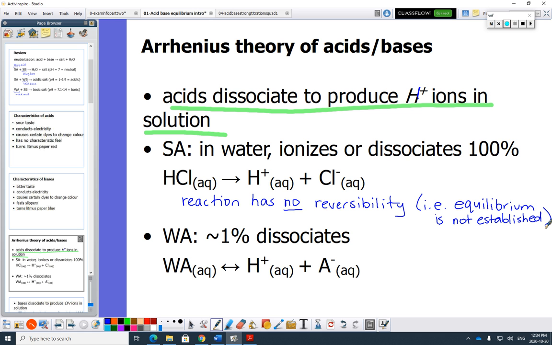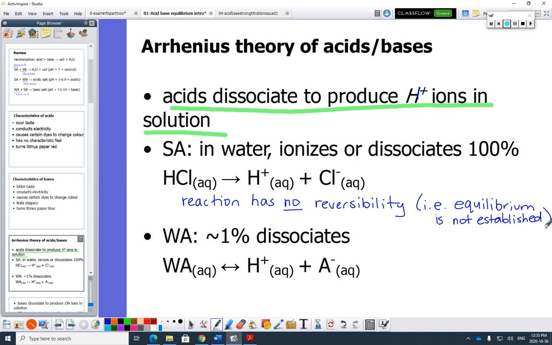So today, we're just going to do questions using pH and things like that for strong acids or bases. And then on Monday, when we come back, we'll look at how you can calculate and tell what percentage of that weak substance has dissociated.